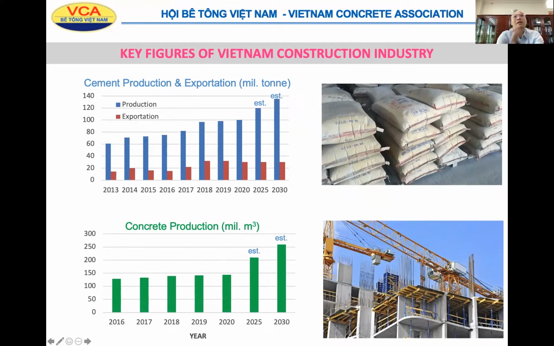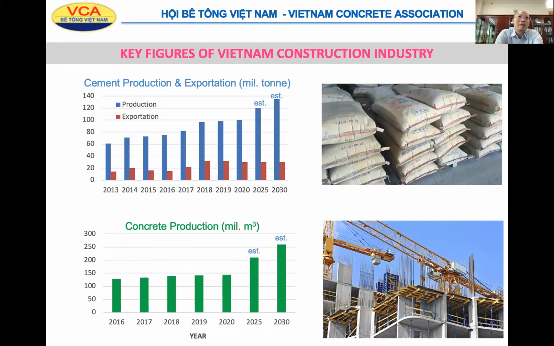Another figure shows the cement production and exportation. We have quite a large cement capacity compared to other countries, and at the end of last year, 2020, the production of cement and clinker in Vietnam was up to 100 million tons. We export about one third, 33 or 35 million tons, and consume in the domestic market about 65 to 68 million tons last year. More cement plants will be in operation soon in the coming years, so the production should be more in the next few years.